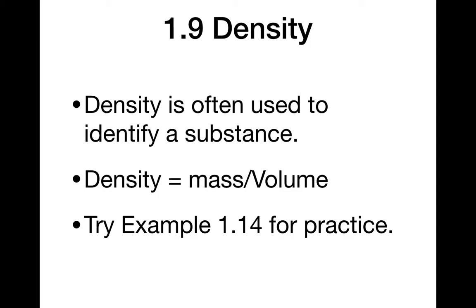Another way density can be used is, since the density changes with concentration, it can also be a way of finding the concentration of a particular volume of liquid. So salt water from the Great Salt Lake has a different density than salt water from the middle of the Pacific Ocean, because the degree of salinity, or the concentration of the salt, is different. Try example 1.14 for practice on density.